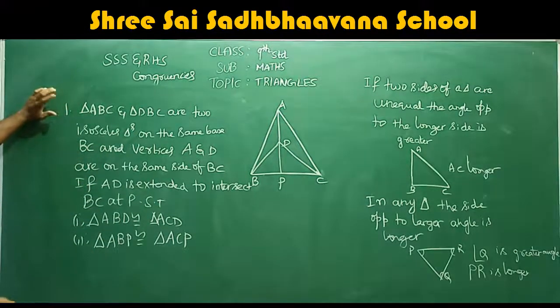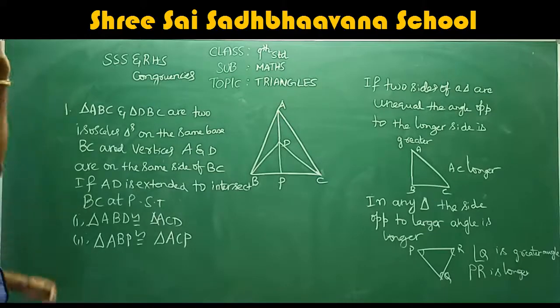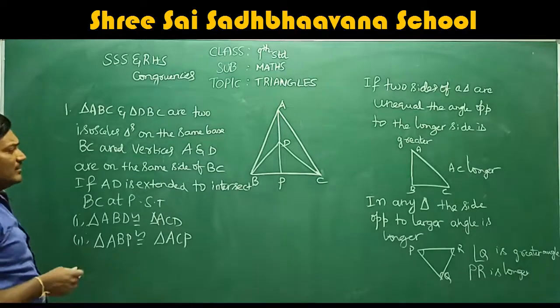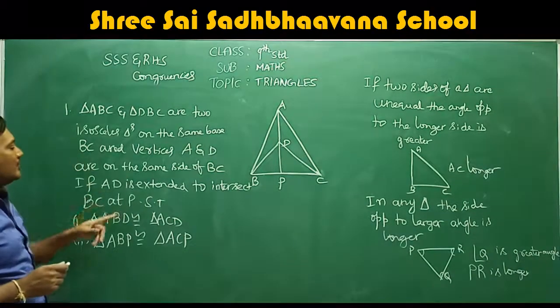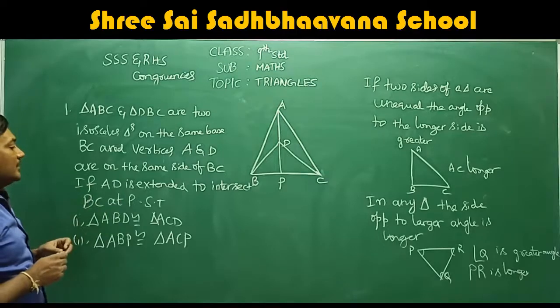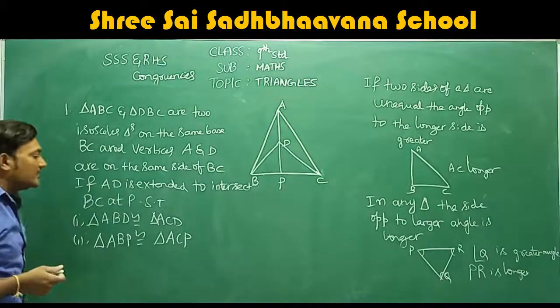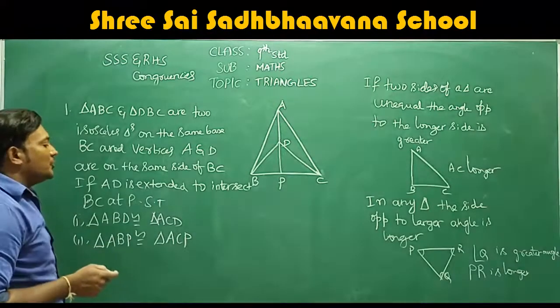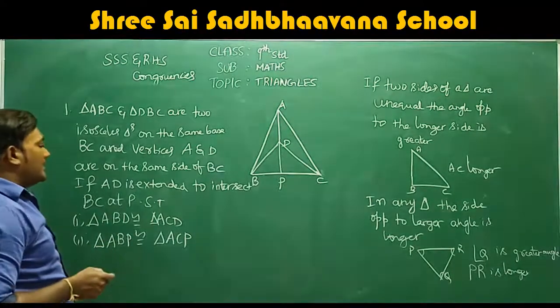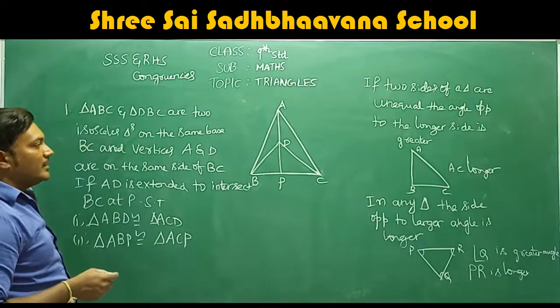Yes, guys, we are going with this sum. Let me read the sum. Triangle ABC and triangle DBC are two isosceles triangles on the same base BC, and vertices A and D are on the same side of BC. And if AD is extended to intersect BC at P, show that triangle ABD is congruent to triangle ACD and triangle ABP is congruent to triangle ACP.